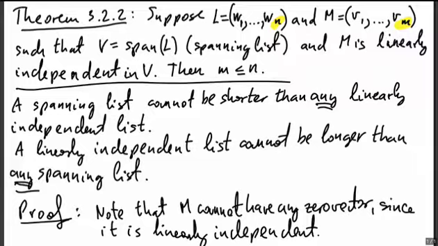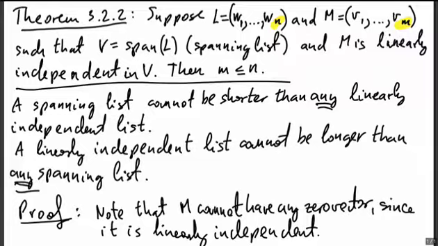We call this a spanning list if it spans the whole space. And M is linearly independent in V. Then the theorem states that m should be less than or equal to n. So basically what it says is that a spanning list L cannot be shorter than any linearly independent list.